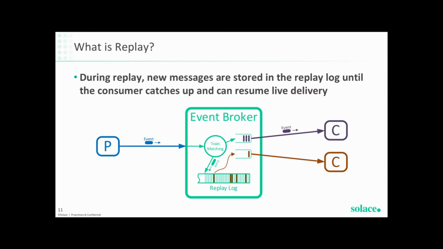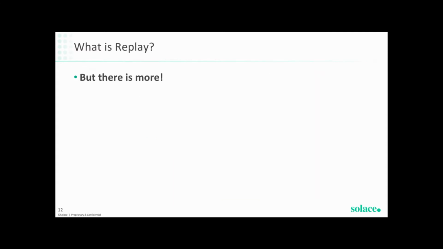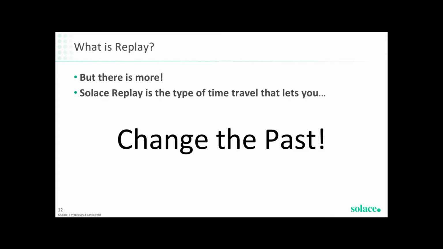While Replay is occurring, the broker will queue new live data until the consumer is able to catch up, at which point live delivery will continue. All other consumers will continue to receive their live events as if nothing else is happening. So with Solace Replay, you can go back in time and you can change the past. While of course the events received by the broker can't be changed, you can use Solace's fine-grained subscriptions, including wildcards, to change the exact set of events that will be replayed to the consumer.